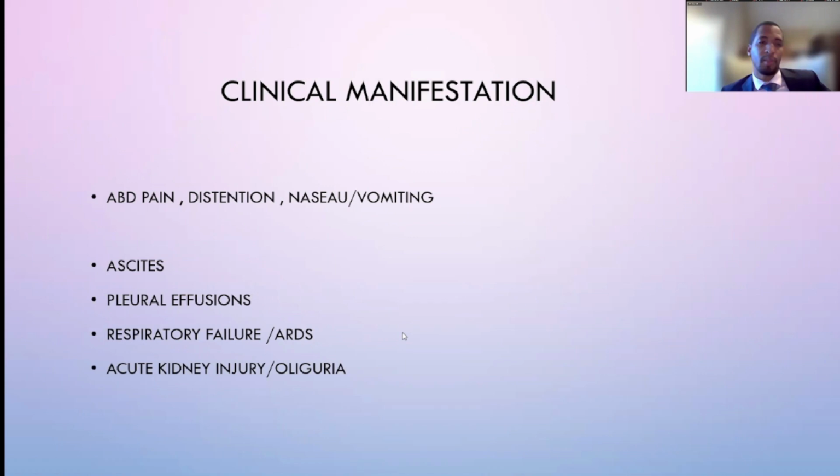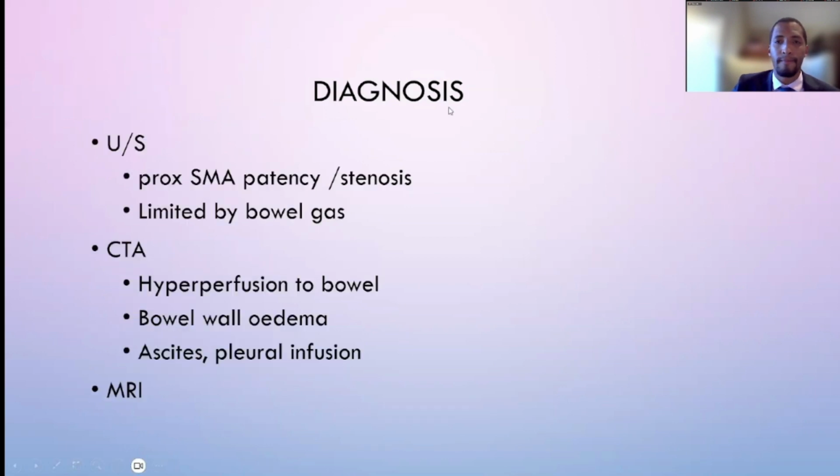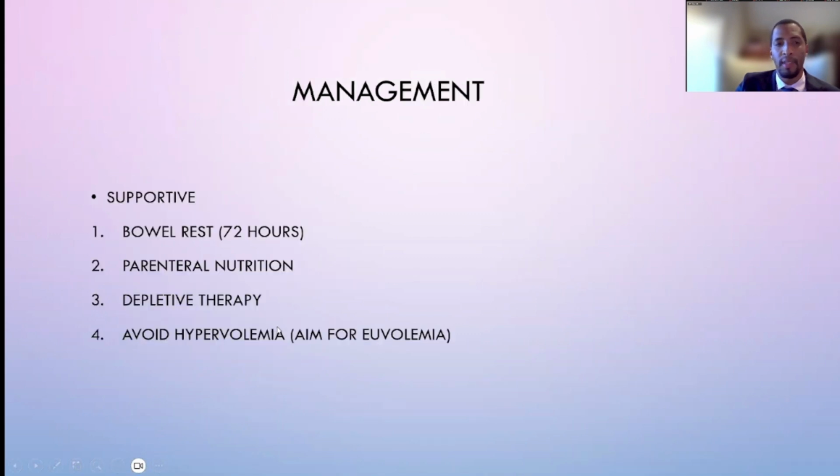Clinically, patients can go on to develop ascites, pleural effusions, respiratory failure, as well as acute kidney injury. Diagnosis begins with ultrasound to assess for SMA patency. This may be limited, however, by the operator as well as the presence of bowel gas. CT scan typically shows hyperperfusion of bowel, wall edema, ascites, and pleural effusions.